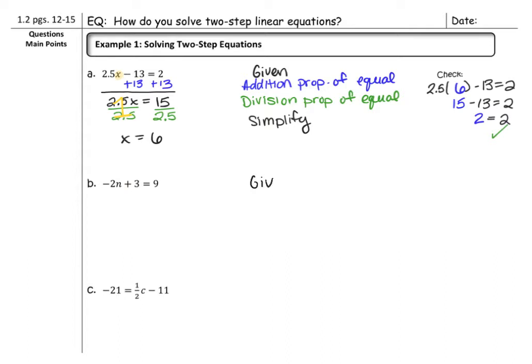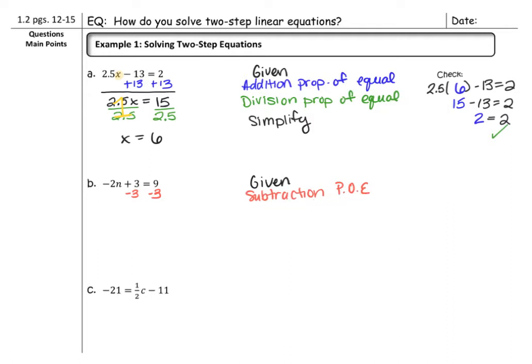I always just write given as the first step, or write the problem. In geometry, you'll write given. So if this says plus 3, I want to subtract 3 from each side in an attempt to isolate the variable. What property is this? That's the subtraction property of equality.